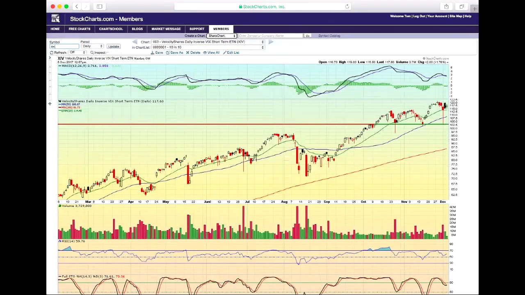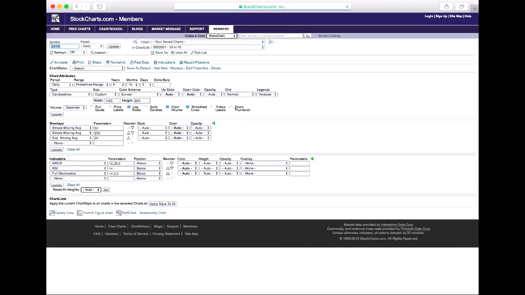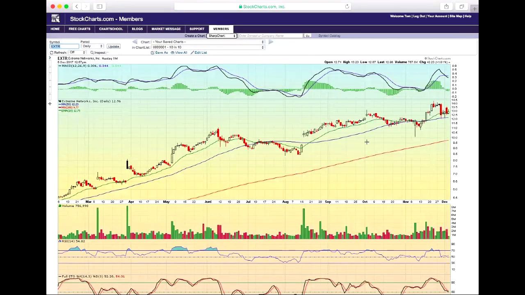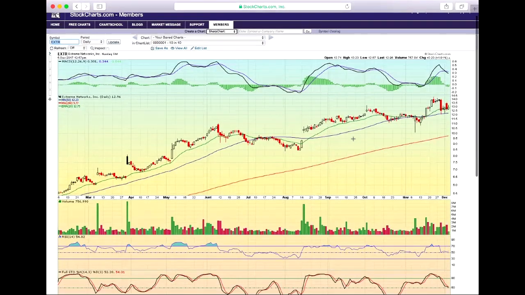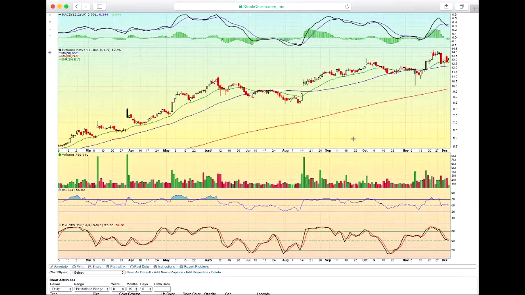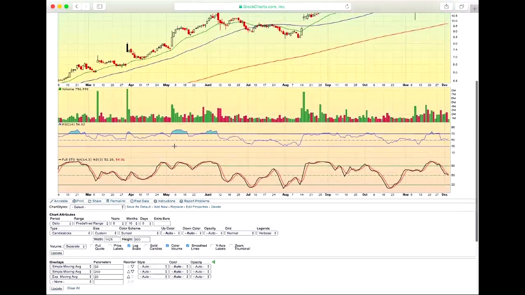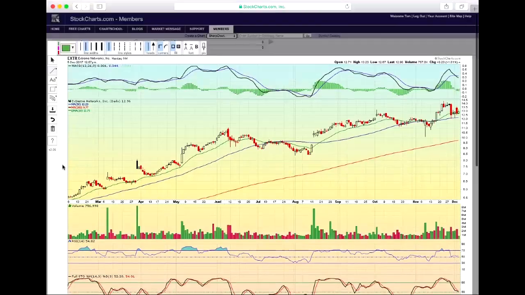EXTR. Yeah, Extreme Networks. This is one that was on my strong earnings report chart list. I really like Extreme Networks. I think this is one that continues to show signs of accumulation. And remember when I was talking earlier about stocks, I forget which one it was, I think it might have been IPGP, that just keeps going up and doesn't consolidate, how it's difficult to figure out where a support level is.